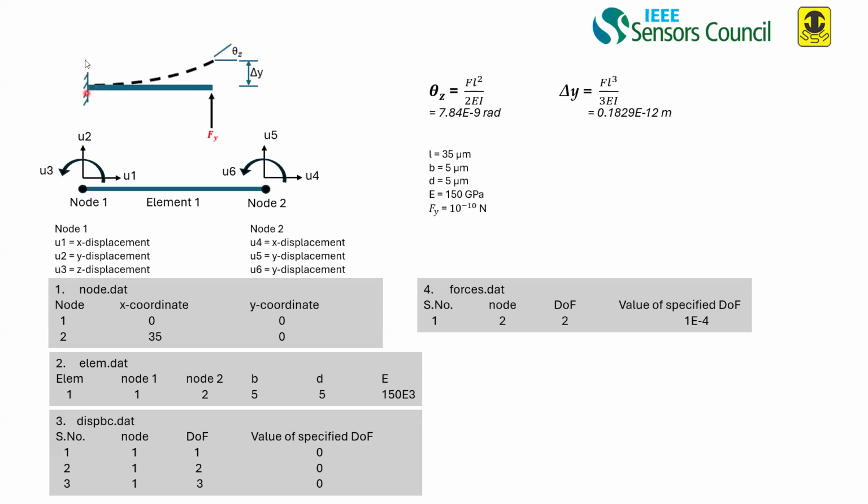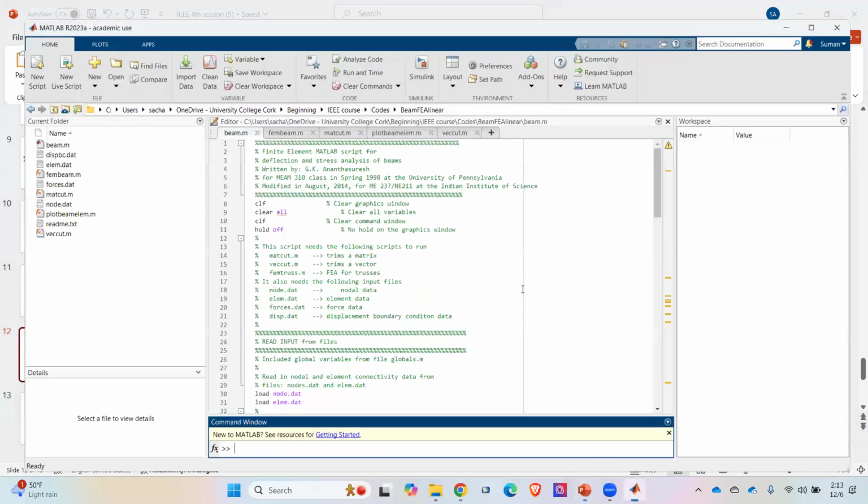I'm fixing this end and giving a force here. So this is a cantilever beam. How to define it? I think first I have to show you the MATLAB code.